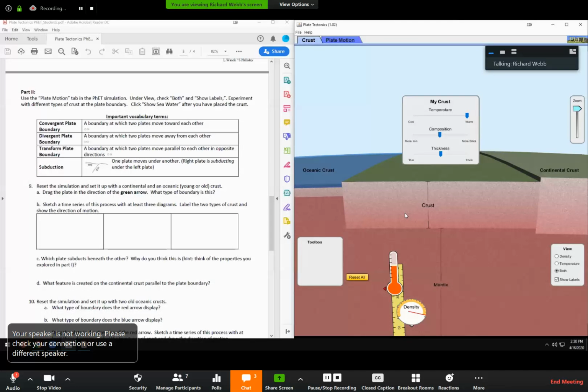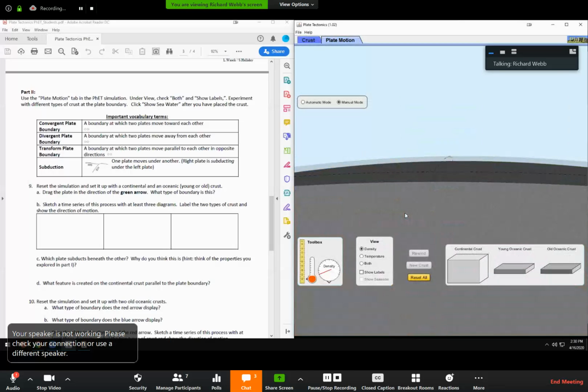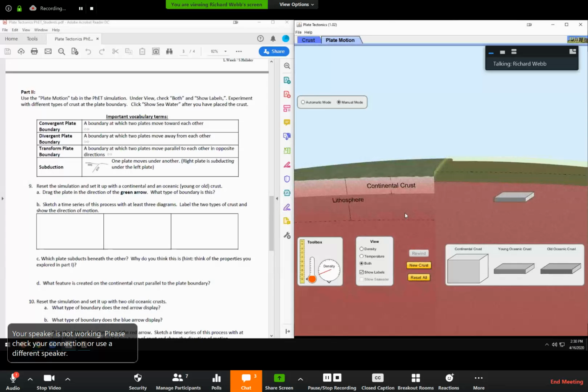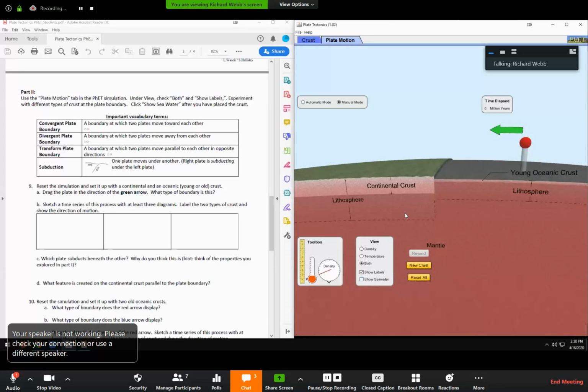Next, we go to the plate motion portion. And once again, turn both on, show labels. And once you put continental crust up, or oceanic crust, then show seawater just so you can see it. So you can put this together however you like. Play with it a few times.